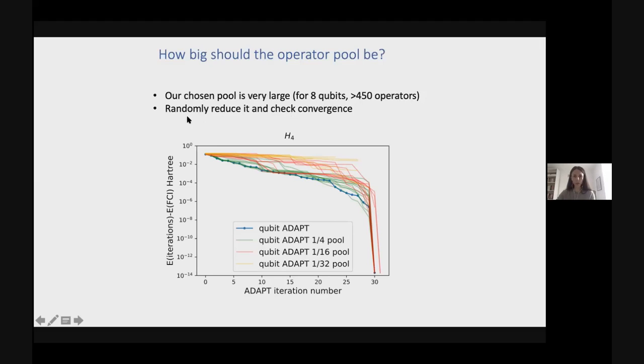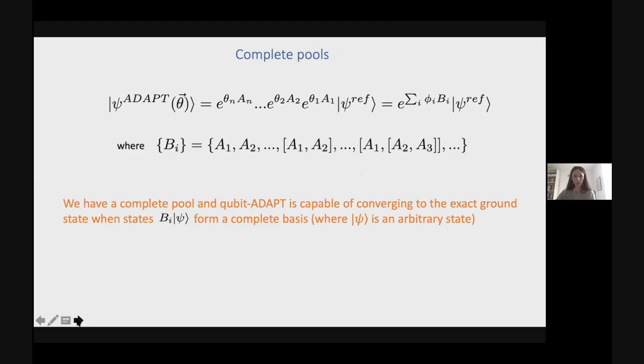a reasonable scenario. And what we tried is just take this pool and start chopping it up to see how does that affect convergence. So we start reducing it by a quarter, 1/16, and so on. And you see that it keeps performing well up to some point where now it cannot find the ground state. So you can ask what constitutes a complete pool.